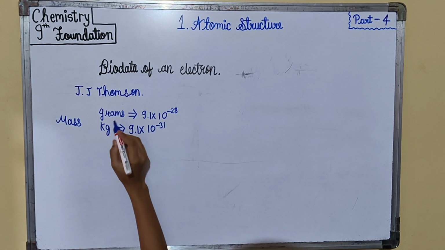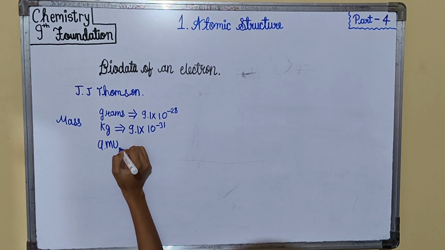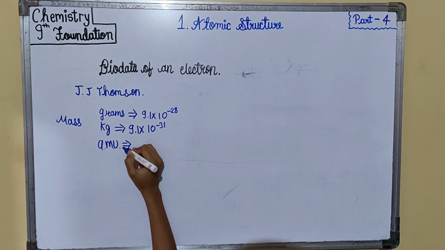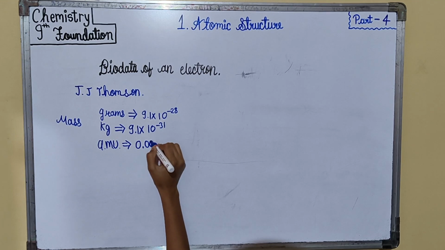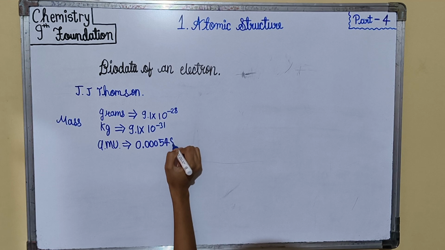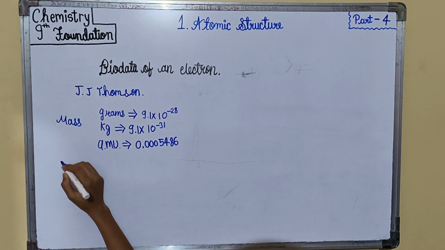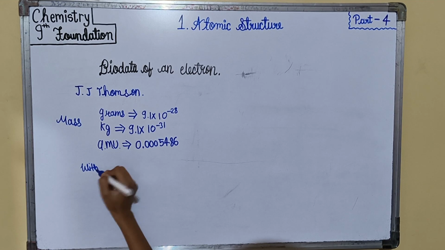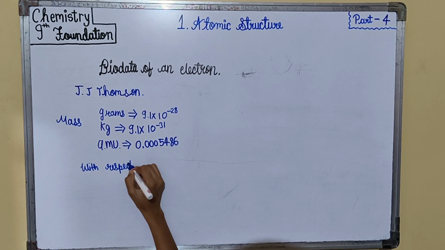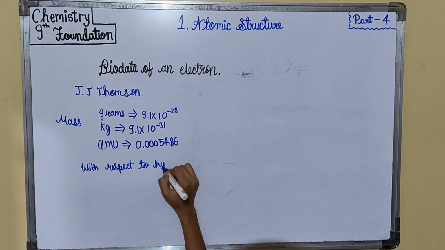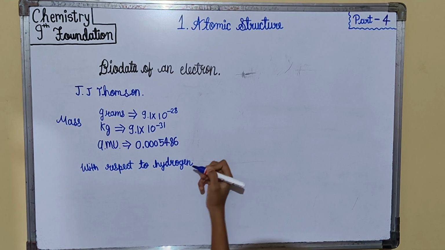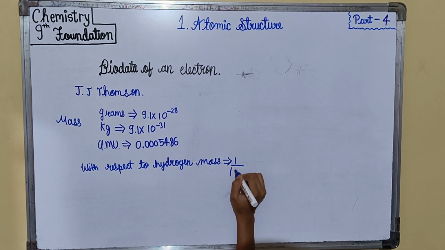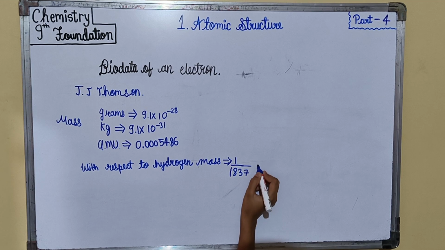Then mass in AMU, that is 0.0005486. Then with respect to hydrogen, mass is 1 by 1837.